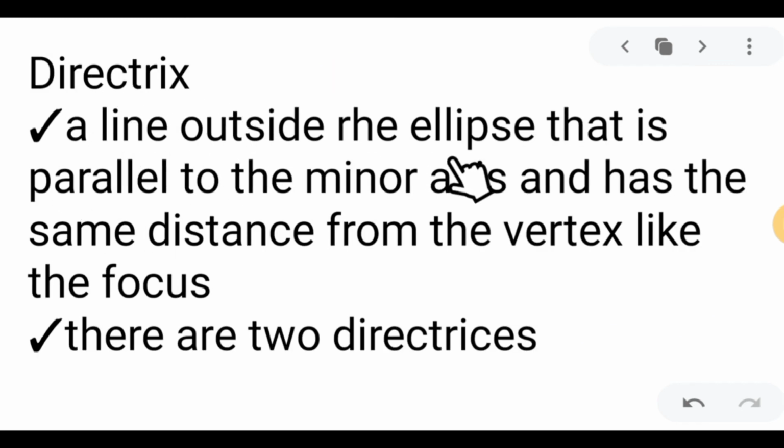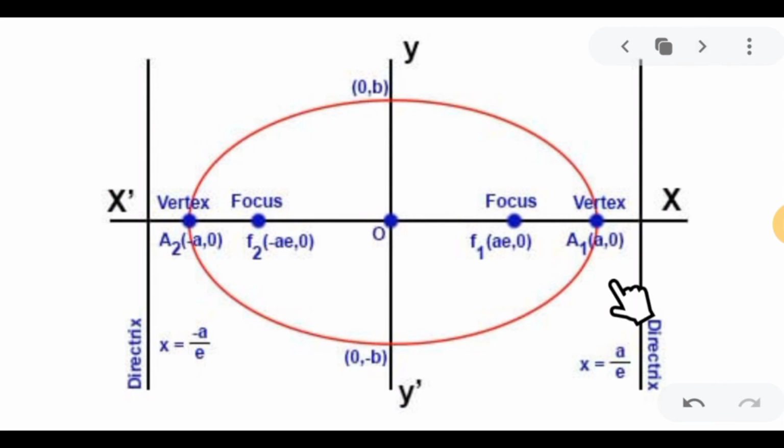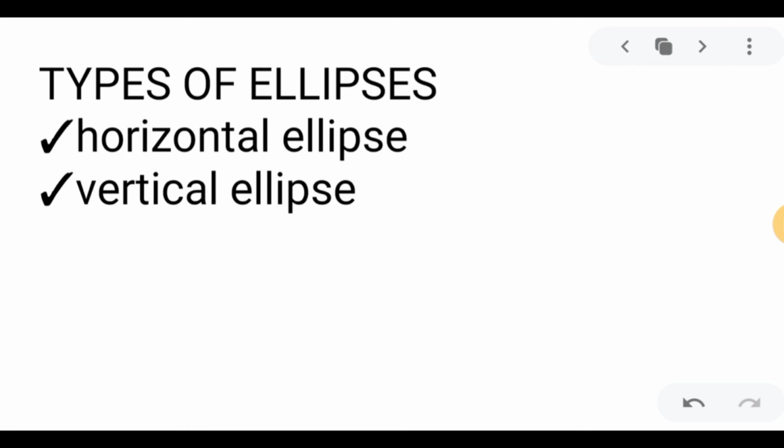We have here the directrix. This is a line outside the ellipse that is parallel to the minor axis and has the same distance from the vertex like the focus. There are two directrices. So, ito yung directrix nyo. Parallel siya lagi sa minor axis ninyo. This is your minor axis and parallel dyan yung directrix. Lagi yan.